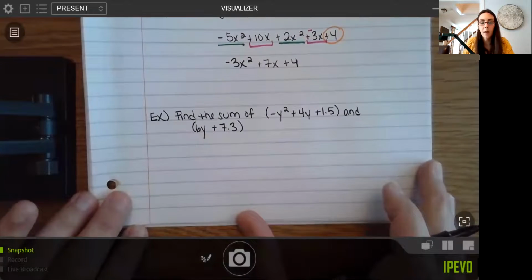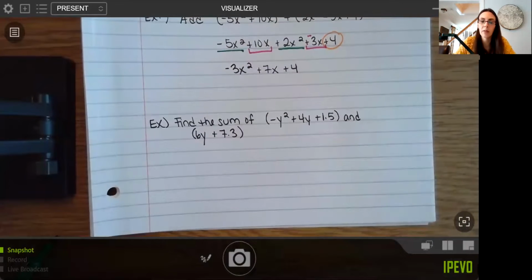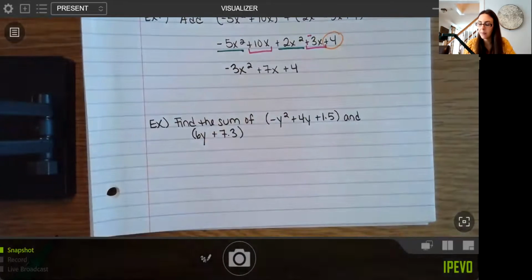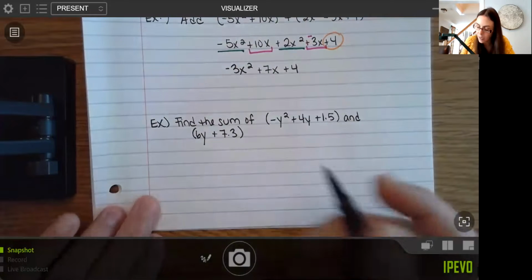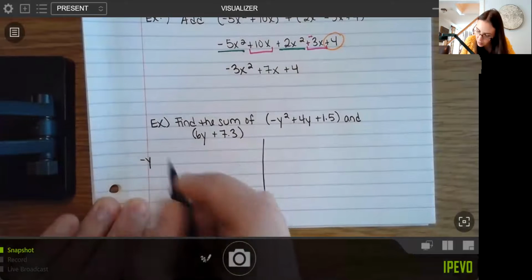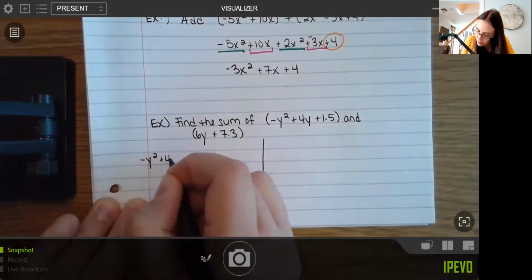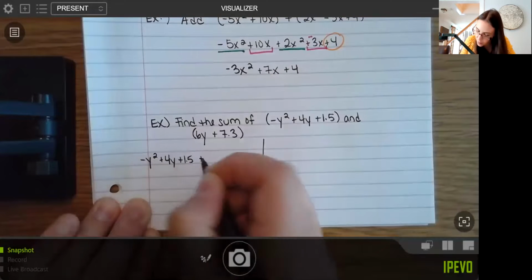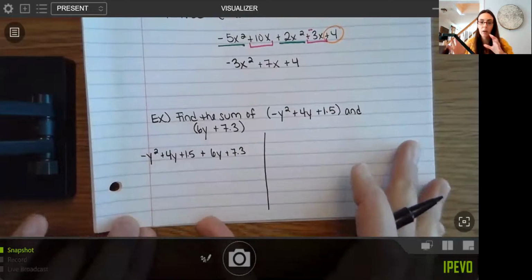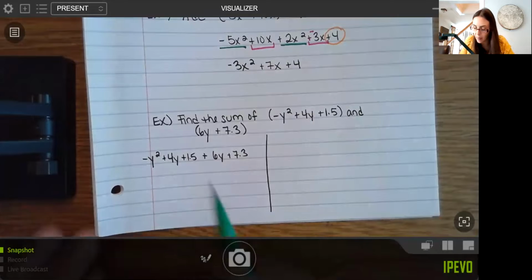So let's find the sum of negative y squared plus 4y plus 1.5 and 6y plus 7 3/10. What we can do is also just write it down the same way. This is kind of my preferred way to do it. Some students like to do it vertically, so I will show you how to do that in this video too if you want to see it vertically. The way I like to do it is I'm just going to rewrite this and just kind of put them next to each other. Again, if you're adding here, it's not really going to matter to put those parentheses in. Addition doesn't change when we have parentheses, it doesn't affect anything. So I can just add those two polynomials right next to each other and combine like terms.